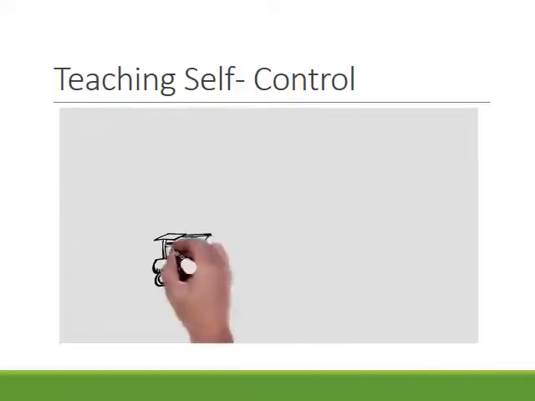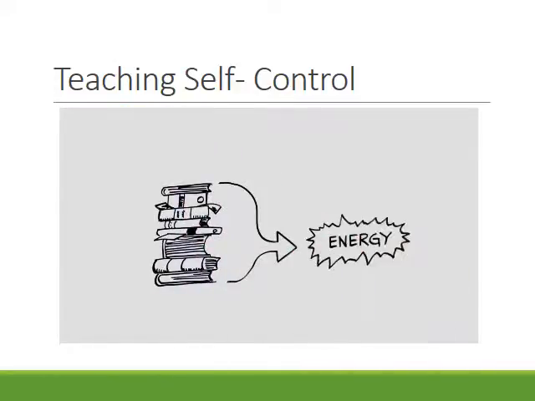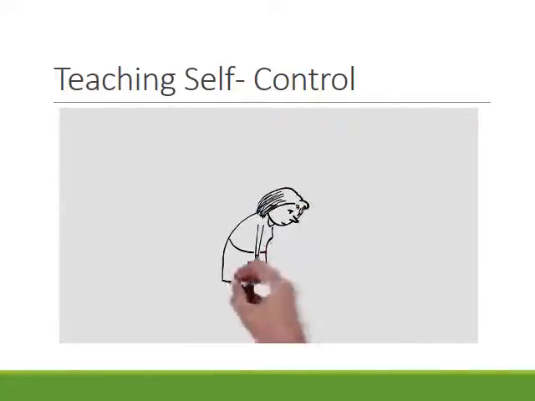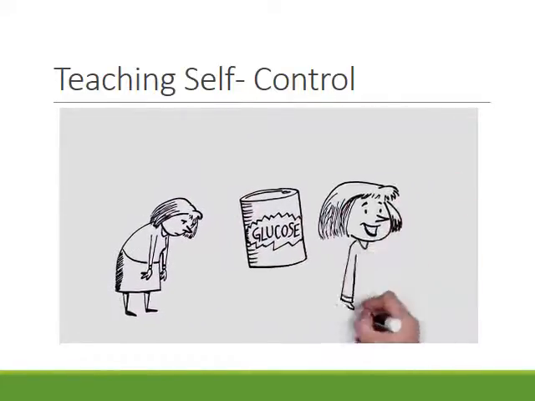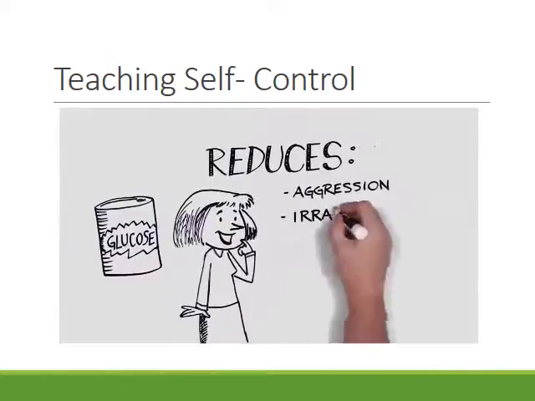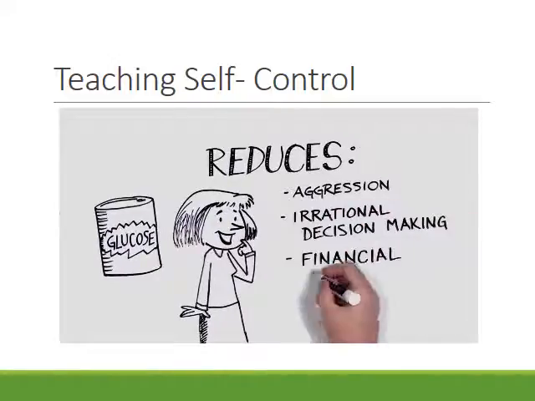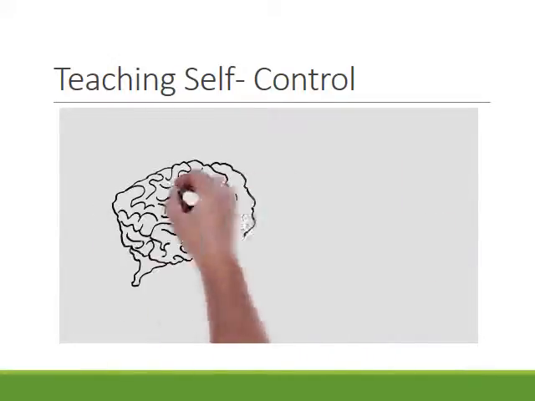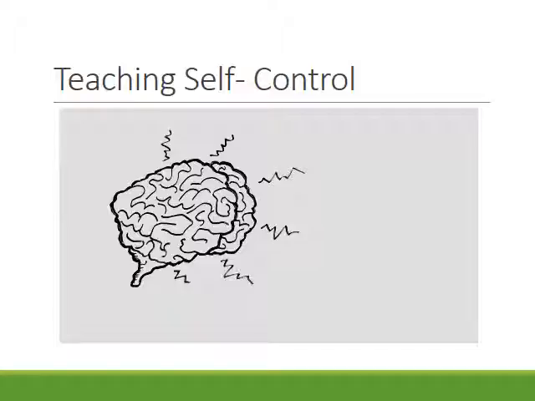A large body of work now points to the importance of energy as part of the resource that's involved in willpower. Giving depleted people a boost of glucose reduces their aggression, their irrational decision-making, and their financial impulsiveness. It tells your brain that energy is coming on board, and you have to allocate your energy effectively.